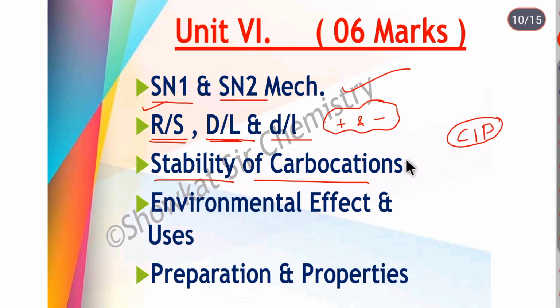Next is the stability of carbocation. You should know which carbocation is stable: benzyl, allyl, vinyl. We are having different types of carbocations and you should know their stability, because in SN1 a carbocation is formed. Next is the environmental effect and uses of DDT, freons, chlorofluorocarbons, chloroform, and dichloromethane.